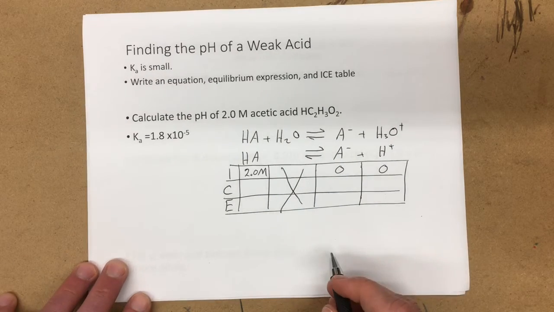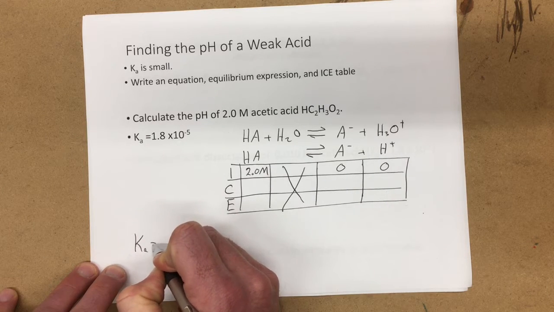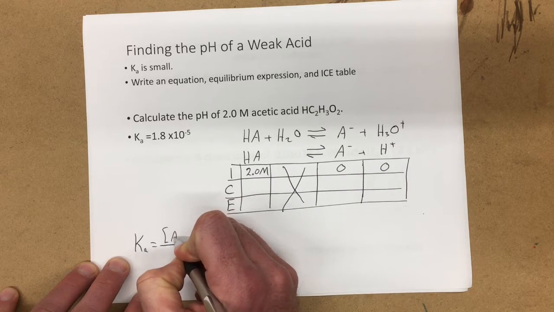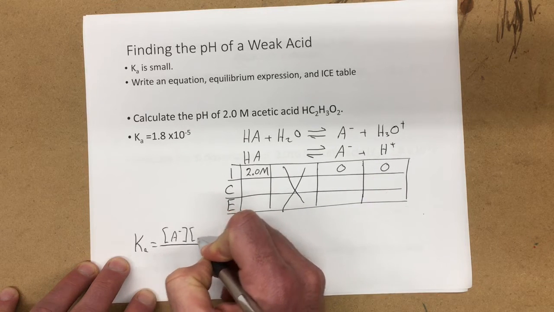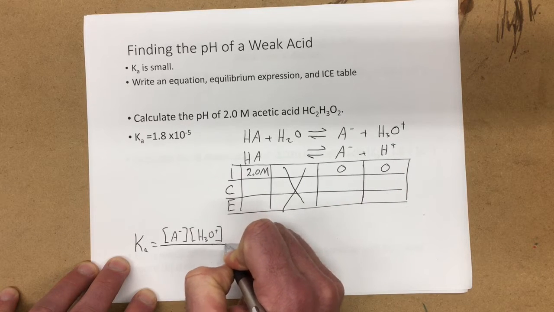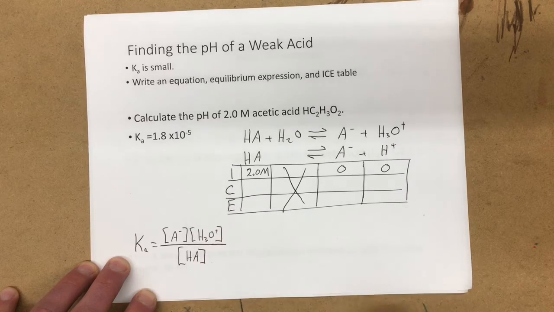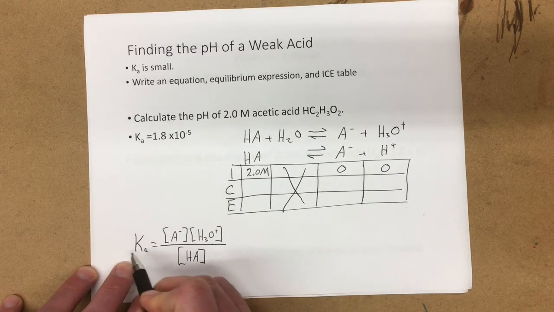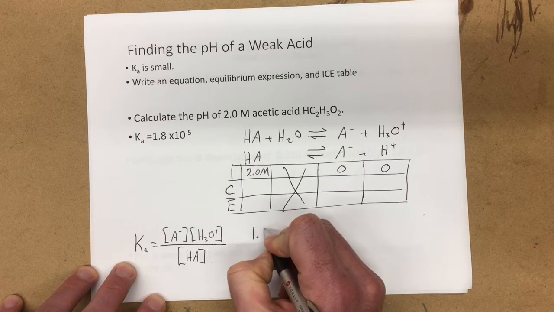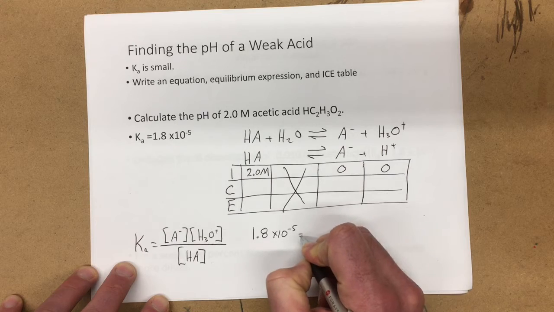Okay, so we'll write an equilibrium expression. So Ka is equal to, our products will go on top, so A minus and H3O plus will be on top. And then on the bottom, HA. So that's your equilibrium expression. We were given Ka in this problem. Ka was 1.8 times 10 to the negative 5.